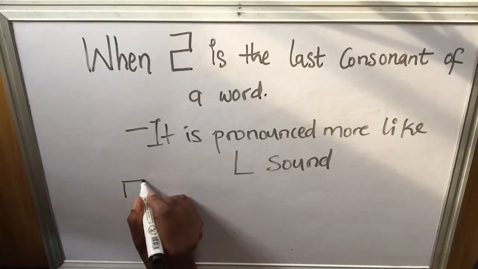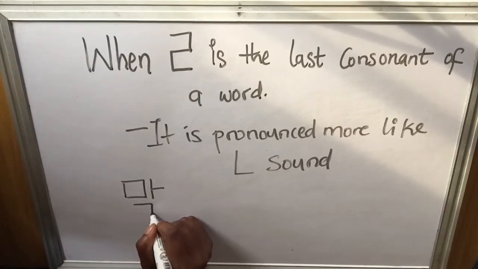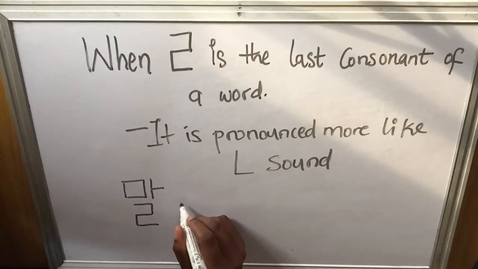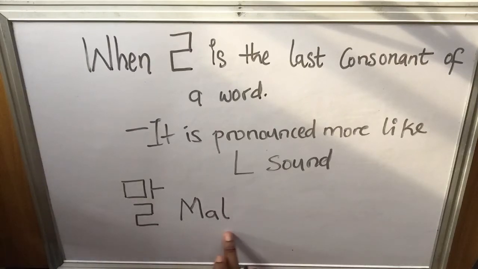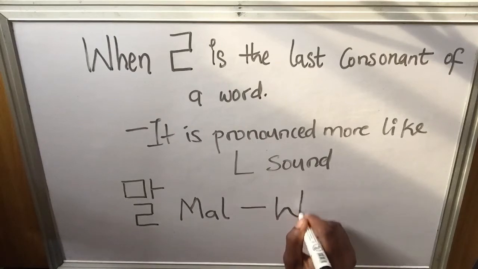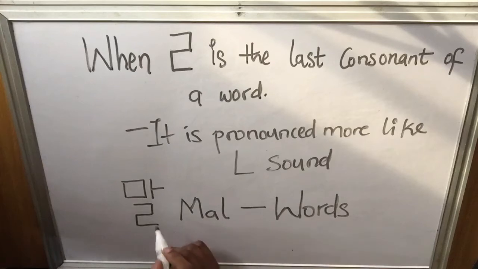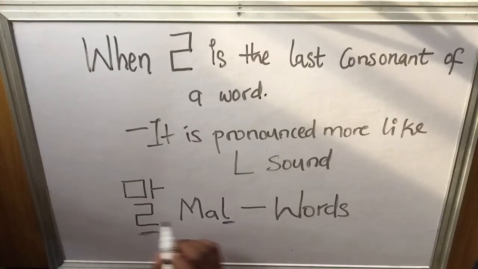For example, there's this word called my. My is written like this. My means words. As you can see here, there ended this word, so it's pronounced as my, an L sound. My.